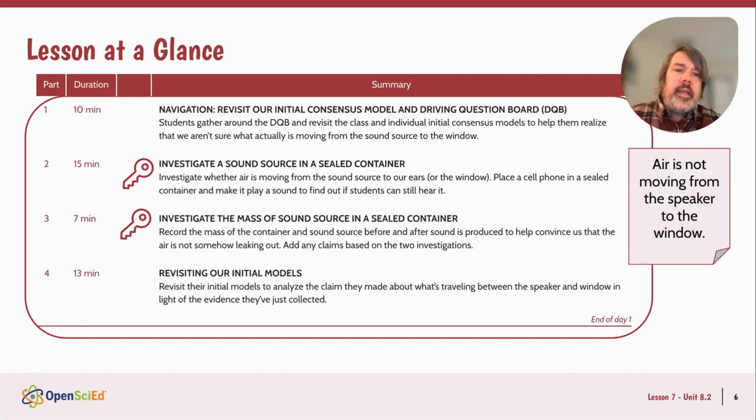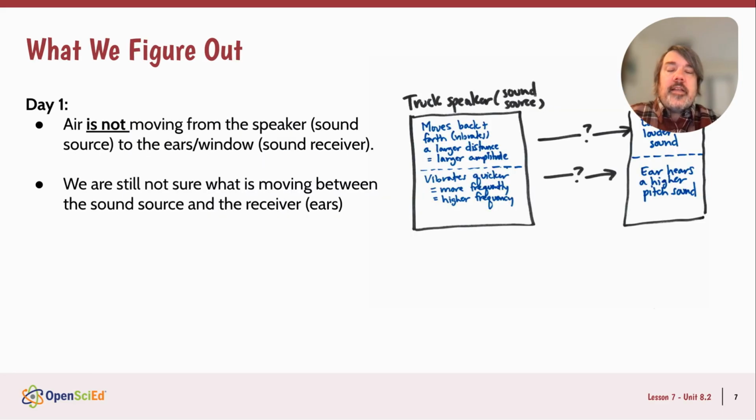So ultimately, what we're going to figure out in this lesson is that air is not moving from the speaker to the window, right? In our initial model, we may have drawn some particles or some things actually coming all the way from the speaker to the actual window. And what we're ruling out in this lesson is that it's not air that's actually moving all the way across, but we don't actually know what it is by the end of the lesson.